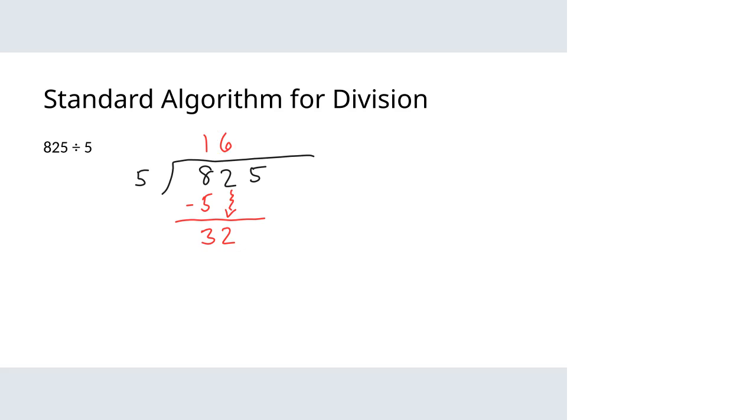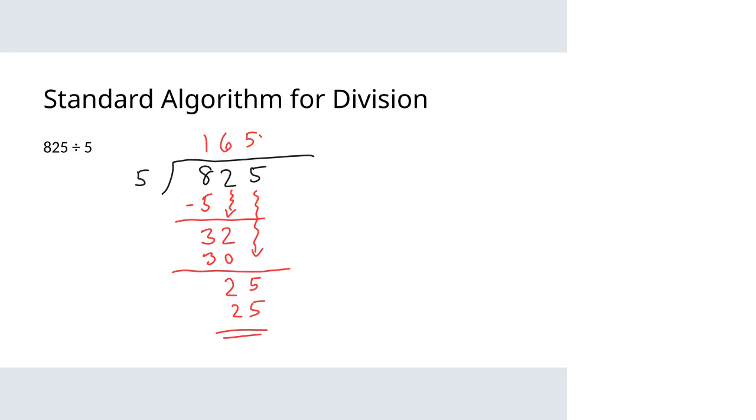And then that 6 times 5 will be 30. And then we'll subtract what we have left. That 2 comes down. And then we bring this 5 down. We still need to take care of those 5 ones. And this 5 will go into that 25 5 times. And we can check just to make sure, 5 times 5 is 25. And that finishes us off.